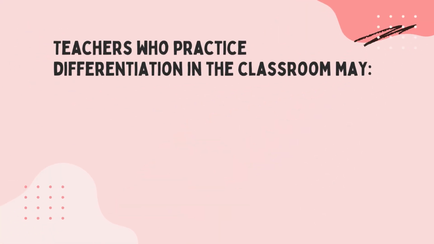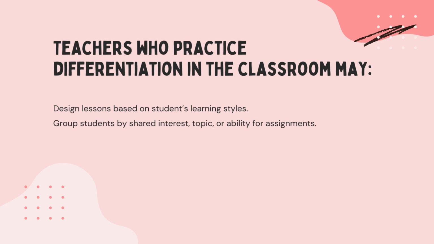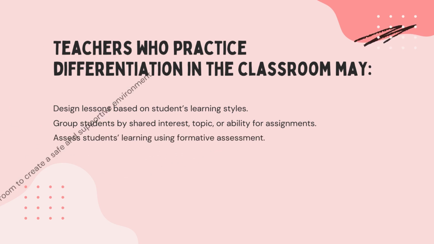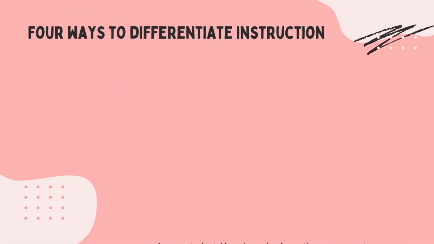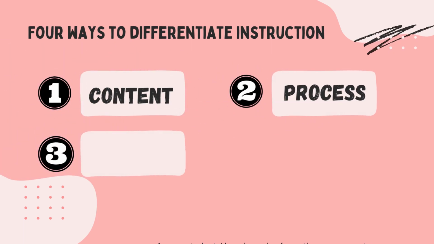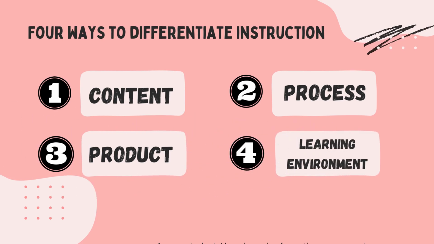Teachers who practice differentiation in the classroom may design lessons based on students' learning styles, group students by shared interest, topic or ability for assignments, assess students' learning using formative assessment, manage the classroom to create a safe and supportive environment, and continually assess and adjust lesson content to meet students' needs. Four ways to differentiate instruction: content, process, product, and learning environment.